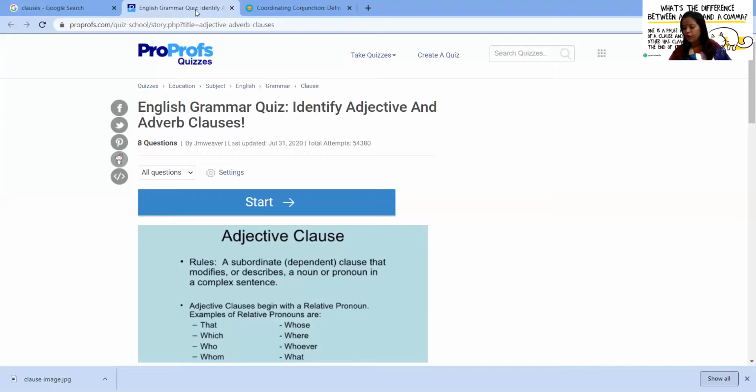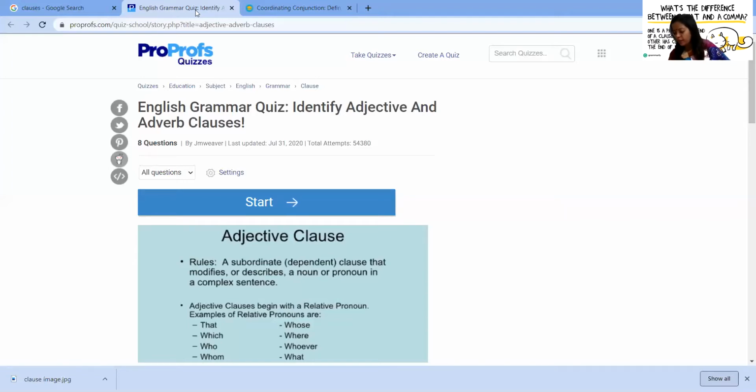An adjective clause is a group of words which contains a subject, a predicate of its own, and does the work of an adjective. That means that particular group of words which has got a subject and a predicate of its own will work as an adjective. That sounds very interesting.